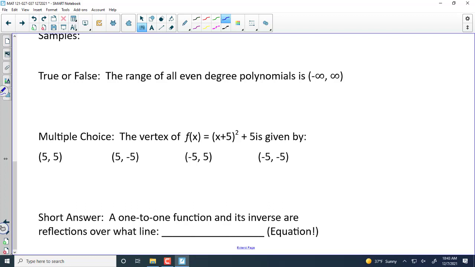For instance, the range of all even degree polynomials is negative infinity to infinity. The range, is that true or false? That is false.